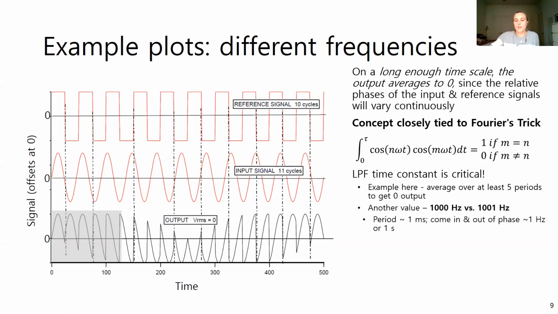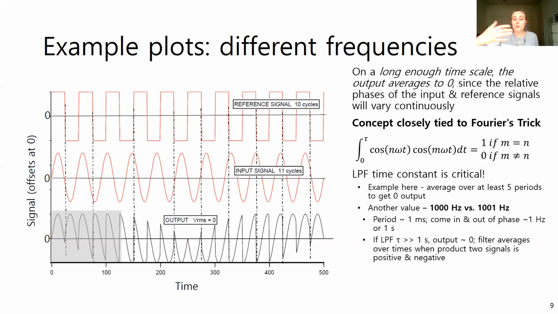To illustrate and quantify this, an example would be if you had a signal that was at 1000 hertz versus 1001 hertz. The period for these is around 1 millisecond. So they would come in and out of phase every 1 hertz, or every 1 second. So it's important, if you have these types of signals, to have your time constant much greater than 1 second. So using these lock-in amplifiers, sometimes you have to average over longer times and you have to wait for the output. If you had these kilohertz signals, you'd have to be waiting every 1 second to collect a data point to actually get the 0 output.